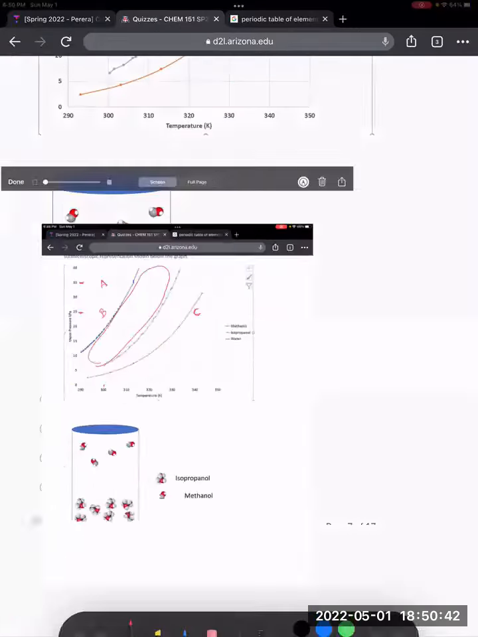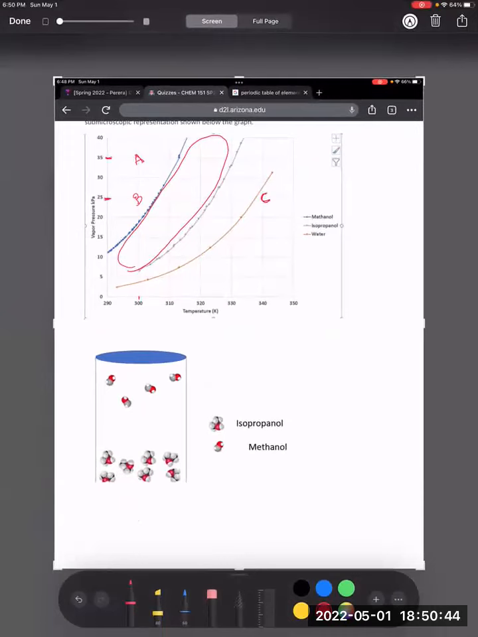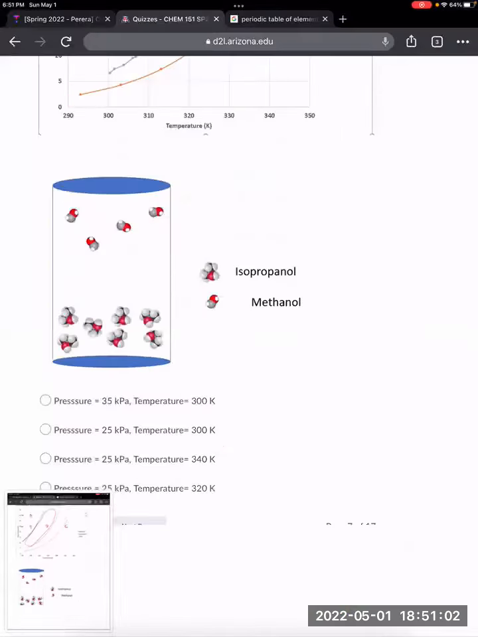25 and 320. 25 kilopascals and 320 will put us over here. Now we are above the curve of isopropanol, therefore isopropanol is in the liquid phase. We are below the curve of methanol, therefore methanol is in the gas phase. Therefore, that must be your answer, option D.